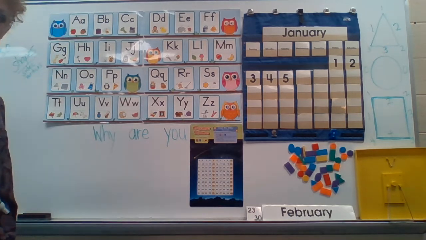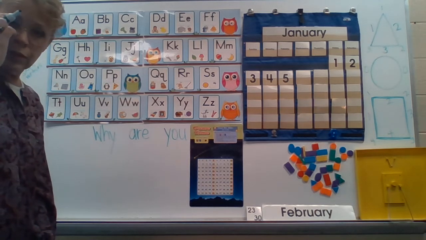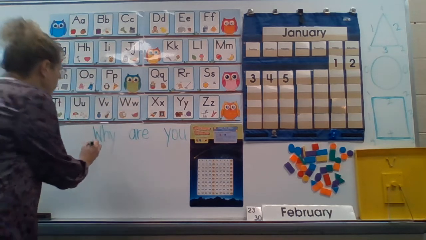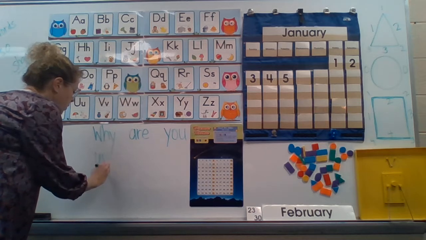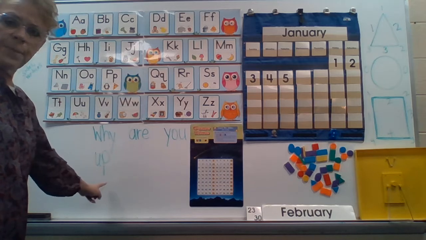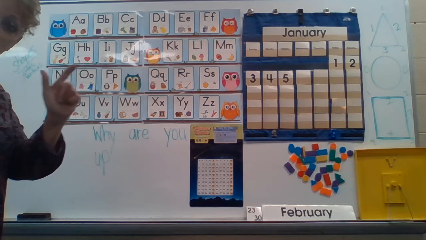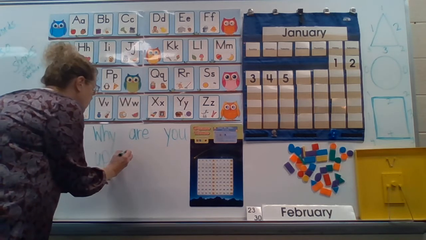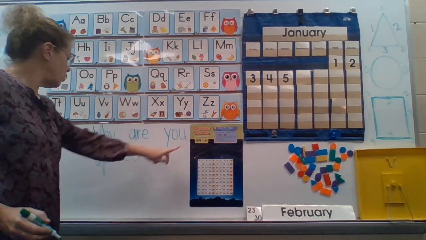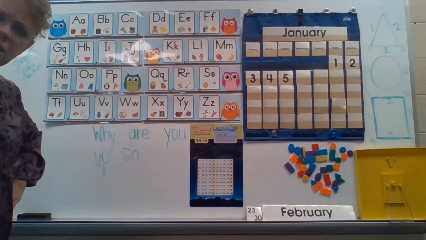Why are you. And now I'm going to use my sight word up. And I told you it takes 2 letters. U and P. You can hear those so clearly. Up. U-P. Why are you up. And then I'm going to use another sight word, so. That's S and O. Leave a nice space though. Why are you up so. Now my last word is late.